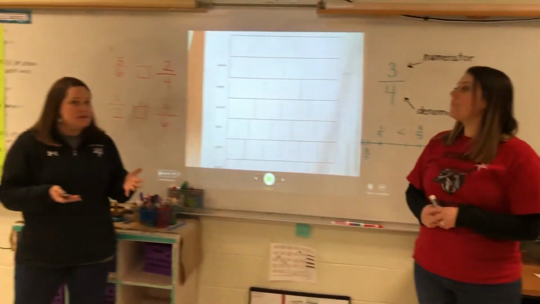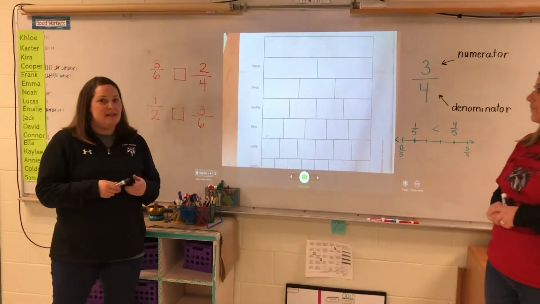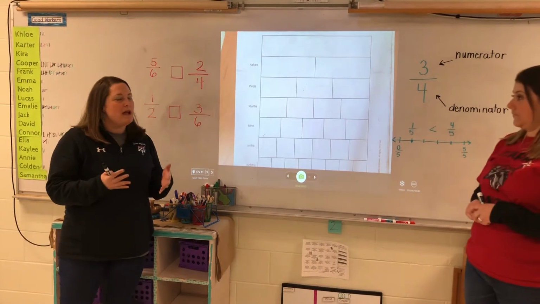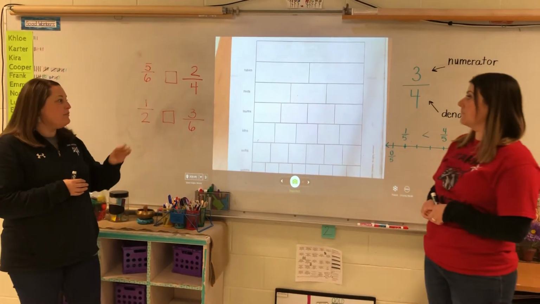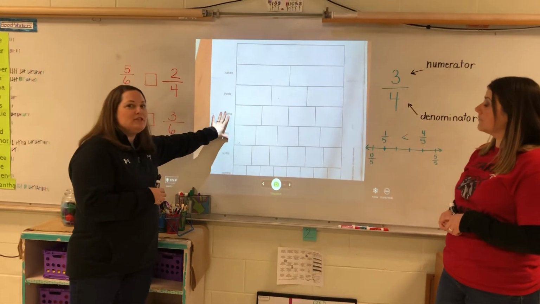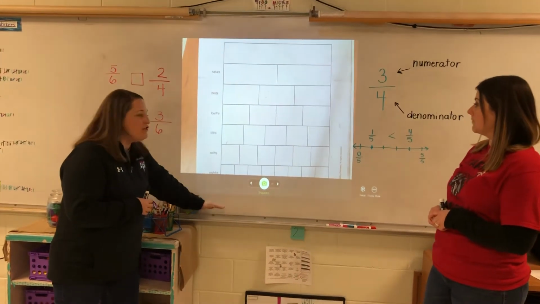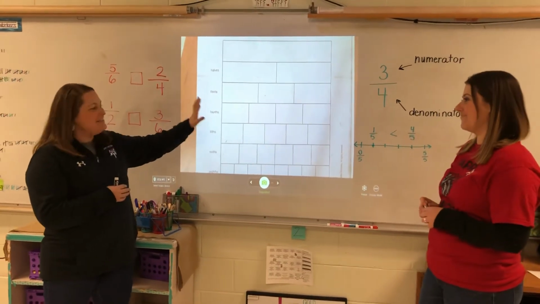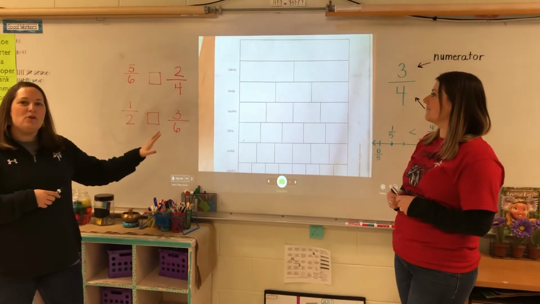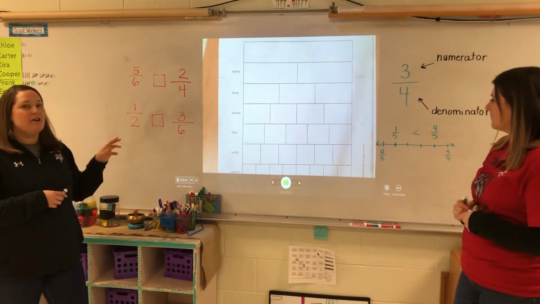But sometimes our denominators are not the same, and so then it can be a little trickier to compare them. So in your packets, for some of your days for math, we included a paper that looks like this. Yours is actually a little longer, it goes all the way down to 12ths, but we couldn't fit that here, so we've condensed it for today. And so this is a tool that you can use when you're comparing fractions.